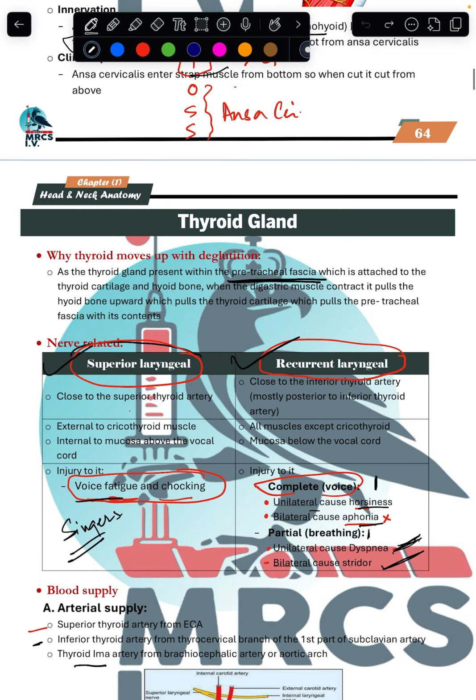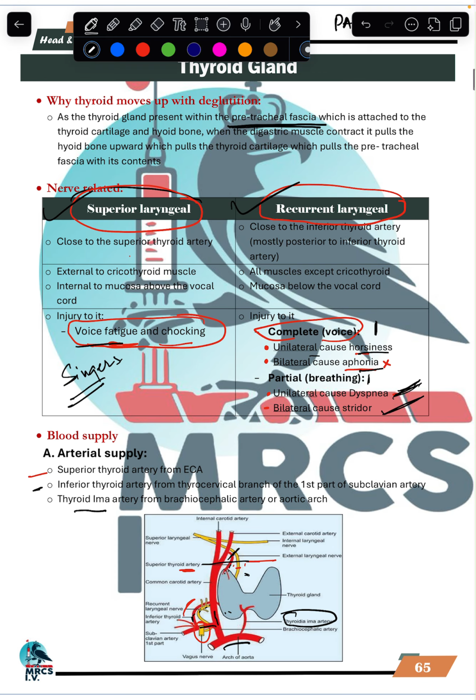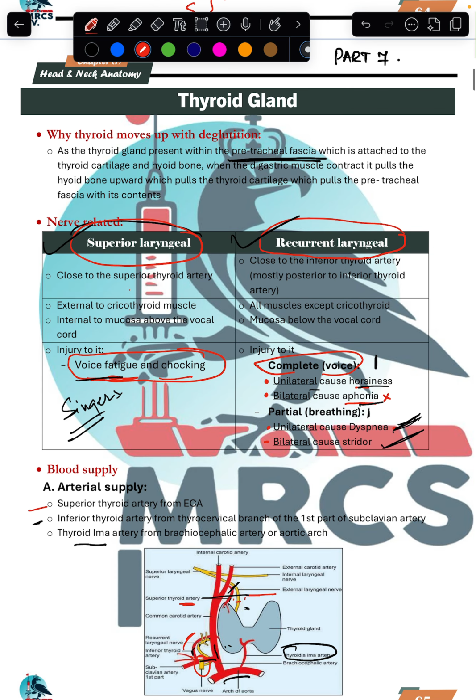So let's start with the part 7 neuroanatomy. We have just started with the thyroid gland. You can see the important question. The thyroid gland is present within the pretracheal fascia. This is the thing which causes movement of the thyroid gland with deglutition.